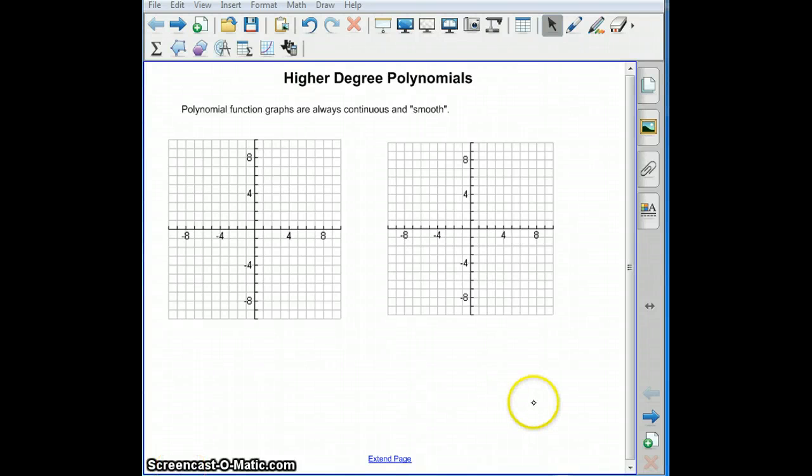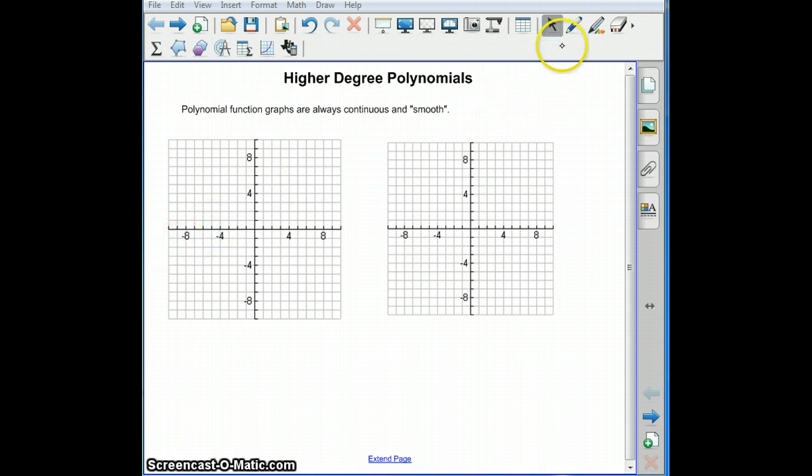Hi girls. In this lesson we're going to look at higher degree polynomials, which means polynomials of degree 3 or more. All polynomials are continuous, which means we can draw them without lifting our pen or pencil, and they're smooth, which means that they do not have any sharp corners.